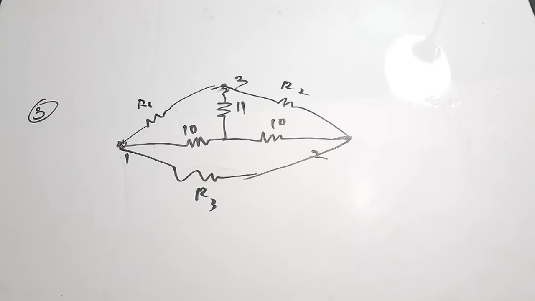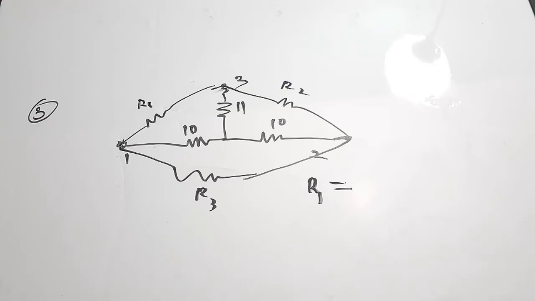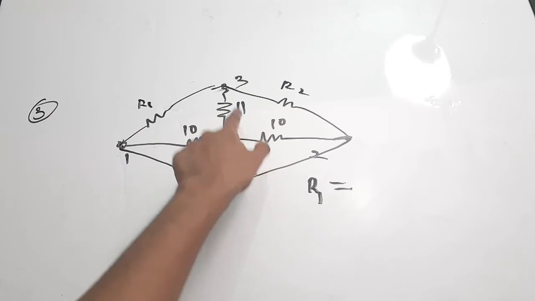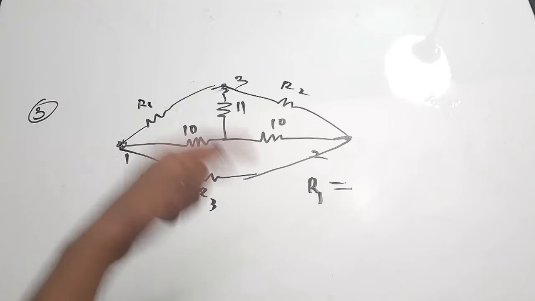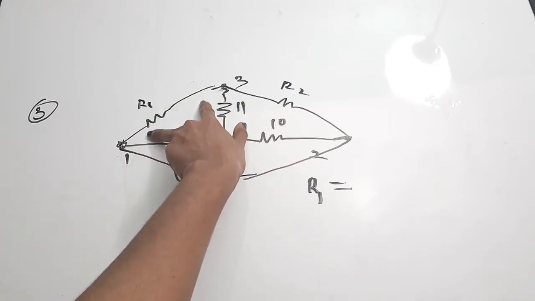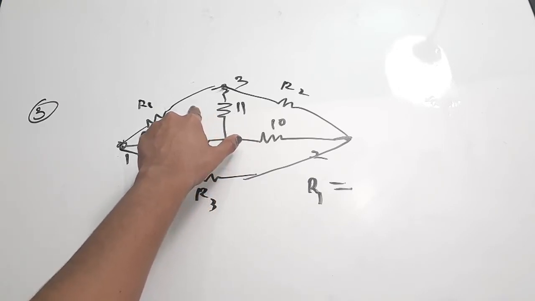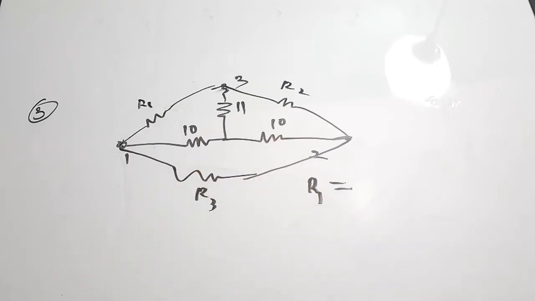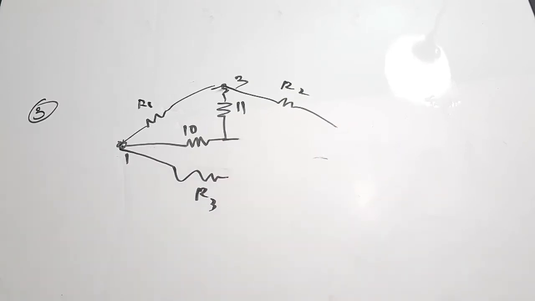And what will be the value for R1? R1 will be equal to the sum of the products of all these combinations, that is 10 into 11 plus 11 into 10 plus 10 into 10, then divided by the opposite resistance. So in this branch we need to find R1, the resistance. What is the resistance in the opposite branch? It is nothing but 10. If you want more clarity, I'll redraw the figure for you.